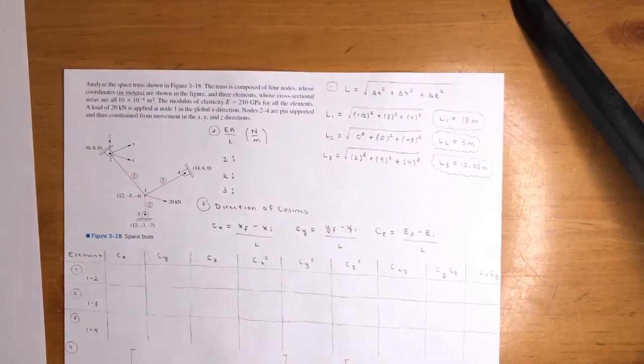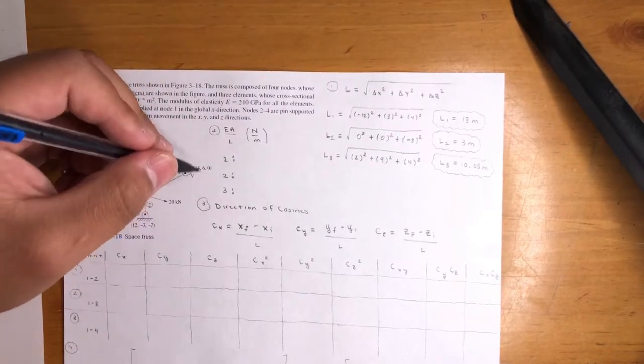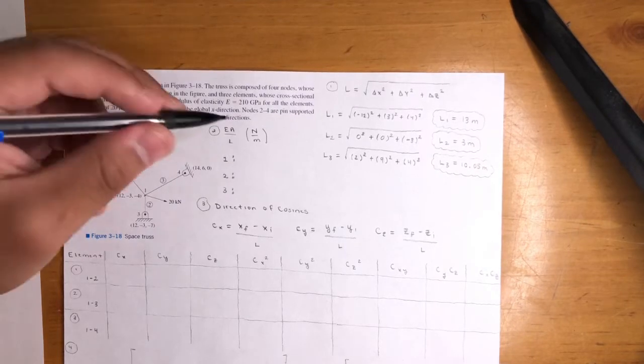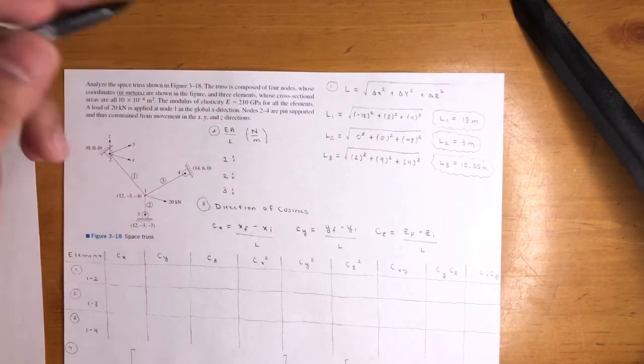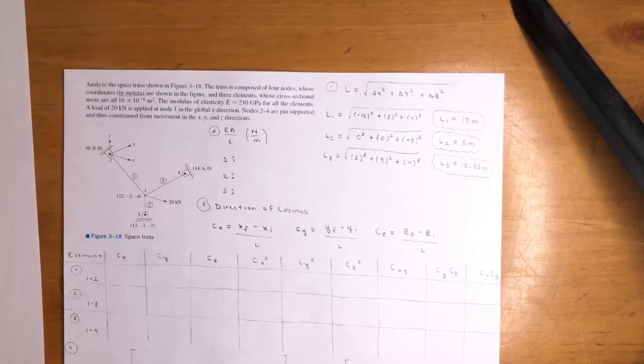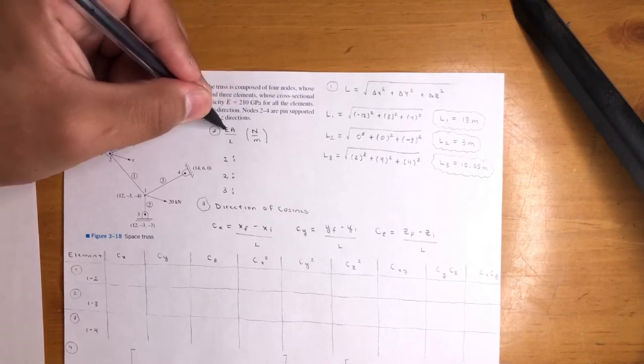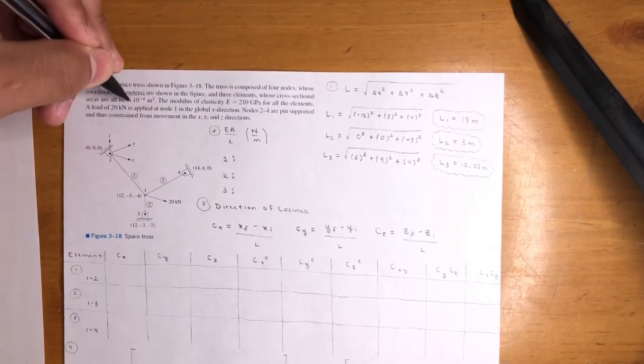All right, so second step. Before we start heading into direction of cosines, we want to get the stiffness for each element. So that's easy, right? It's EA over L, just like we've been doing. It's going to be in Newton per meter. Let's try to keep everything in simple terms, right? Newton meters. So in this case, it's 210 times 10 to the 9, right? Gigapascals for E. Area is 10 times 10 to the negative 4.